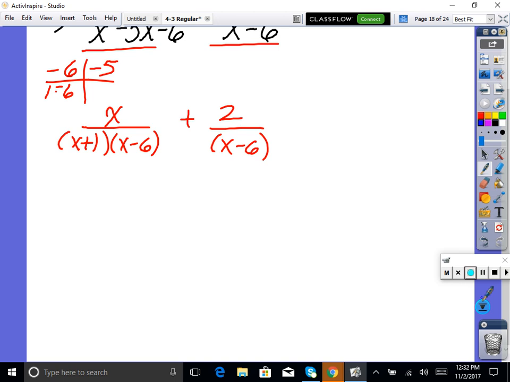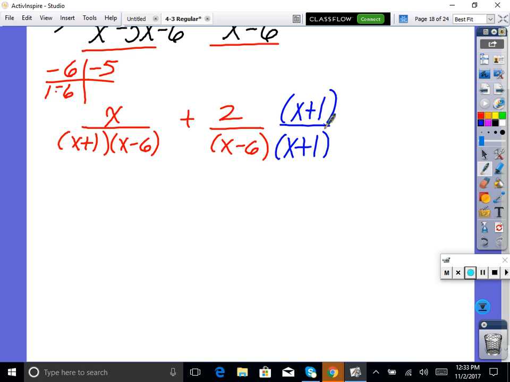Does everybody see? All I have to do is come to this piece and say I need to multiply by x plus 1 over x plus 1. Is everybody with me? Look at your denominators. Are they the same? Yes, now they are. So what's my next step?